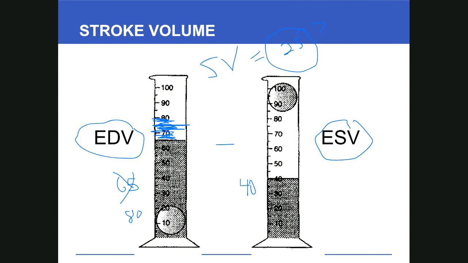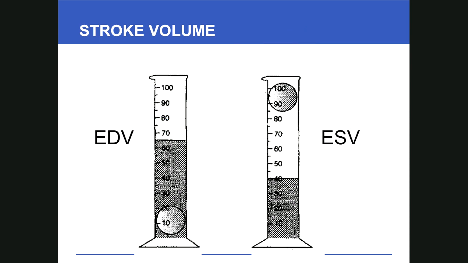Now it's 80 minus 40. What would stroke volume be? It would be 40. But look, I'm not going to change EDV. I'm going to change ESV. Instead of it going down to here, I'm going to make it go down to here. So look, all that came out. There's only 20 left in there. I didn't change this number at all, but I changed this number.